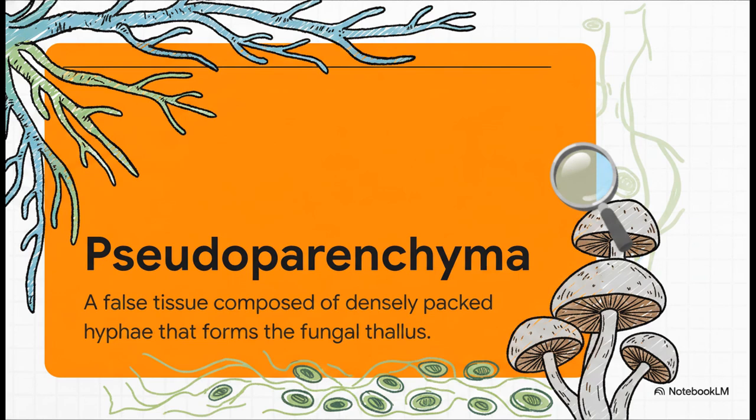Next is pseudoparenchyma. Our professor specifically warned us not to let this trick us on the exam. When you look at a solid mushroom, it really looks like it's made of solid tissue. But the fungal thallus is not formed by the division and differentiation of typical cells. Instead, it's composed of densely packed, interwoven hyphae creating a false tissue, which is exactly what pseudoparenchyma means. Therefore, the true structural unit of a fungus is the hypha, not a plant-like differentiating cell.